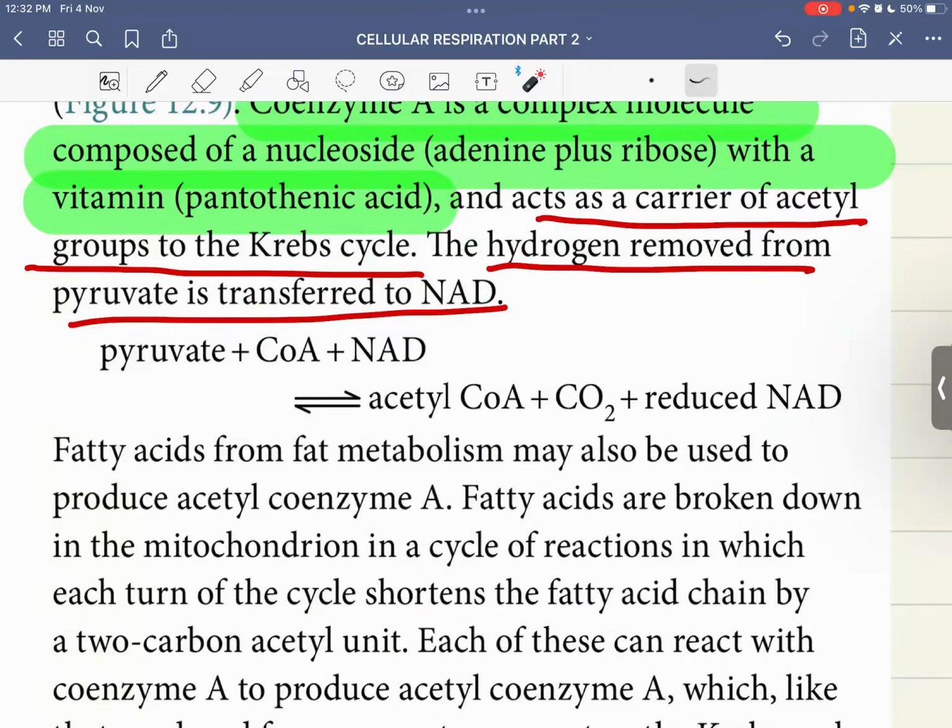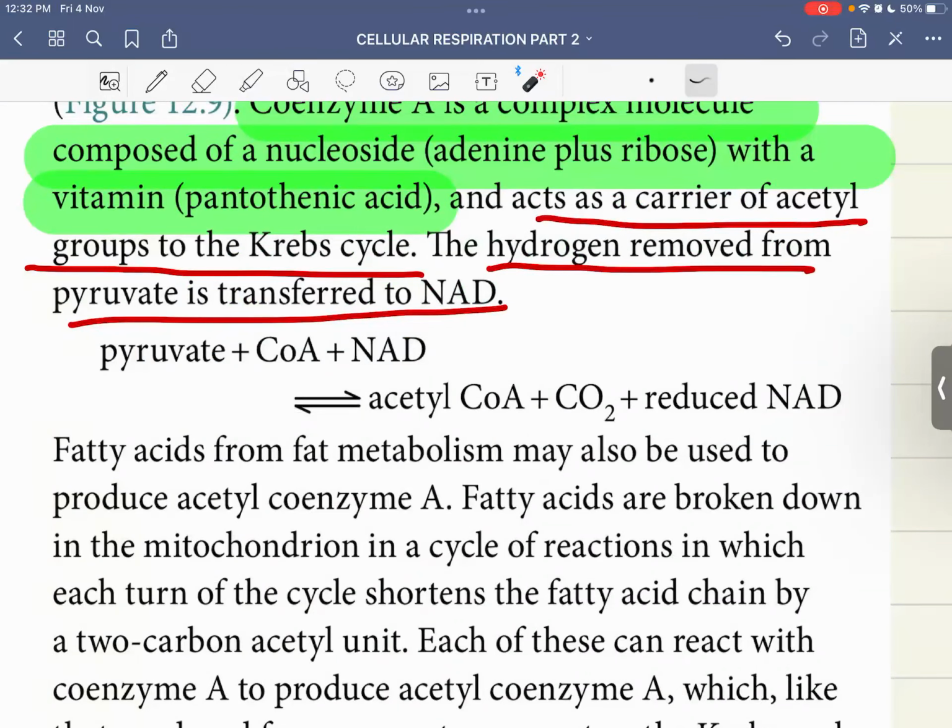This is additional information. Although we are studying cellular respiration, we are only studying the oxidation of glucose. But remember, when we are starving for a very long time, our fats are broken down too, isn't it? Fats are burned, especially in exercise. So fatty acids from fat metabolism may also be used to produce acetyl coenzyme A. Fatty acids are broken down in the mitochondrion in a cycle of reactions in which each turn of the cycle shortens the fatty acid chain by a 2-carbon acetyl unit.